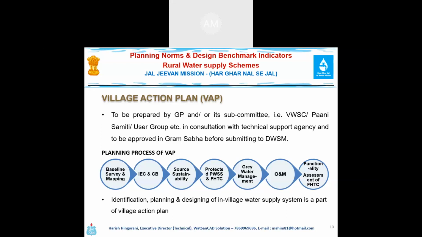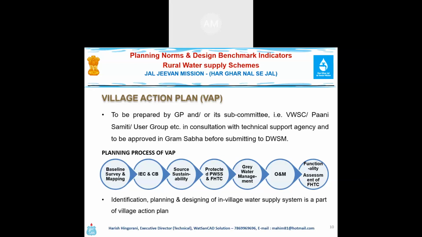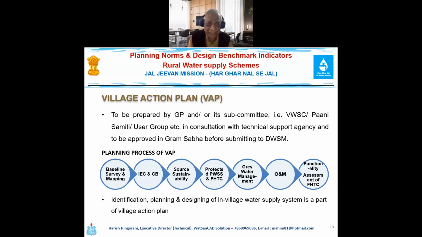Here, the engineering cadre is going to play a major role, especially junior and assistant engineers, who have the technical know-how, but they should also have communication skills to communicate with the community and PRIs. Ultimately, I go for source sustainability. Then, based on the sustainability of sources, I need protected water supply and FSTC. Further, grey water management is considered part of the JJM. And ultimately, it is sustainable O&M, and finally functional assessment. In the next topics we will discuss IoT for monitoring, which will tell whether my FSTC is functional, and how that is possible. So planning and design of village water supply is part of the village action plan, right?